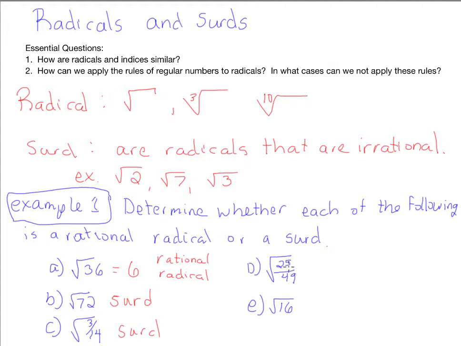On D, the square root of 25 is 5, the square root of 49 is 7, so both of those are perfect square roots. That makes this a rational radical. In E, the square root of 16 is 4, which makes this also a rational radical.